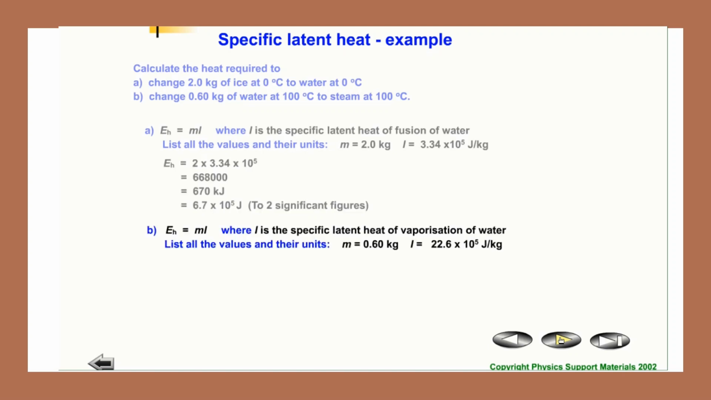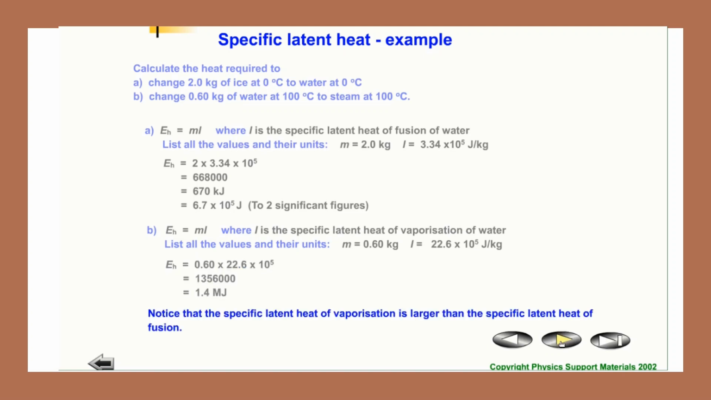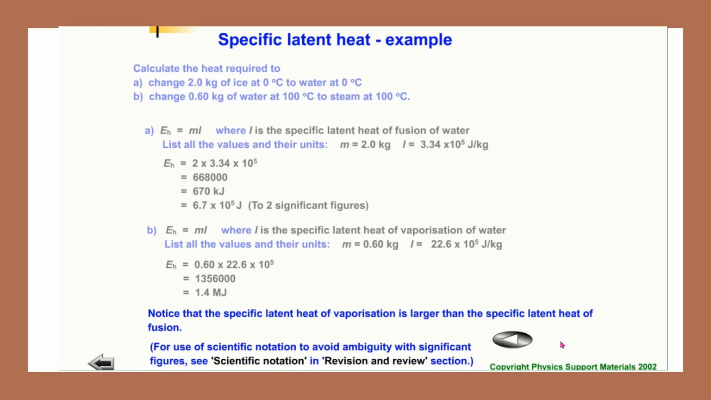On part B, we're changing 0.6 kilograms of water at 100 degrees Celsius to steam at 100 degrees Celsius. So again, no change in temperature. Same formula, EH equals mLV, where LV is the specific latent heat of vaporization of water, which is your 22.6 times 10 to the 5 joules per kilogram. Multiply that by your mass, and you get a whopping 1.4 megajoules. So notice that the specific latent heat of vaporization is much larger than the specific latent heat of fusion, and we've discussed why already.